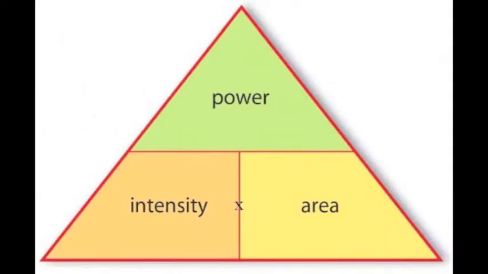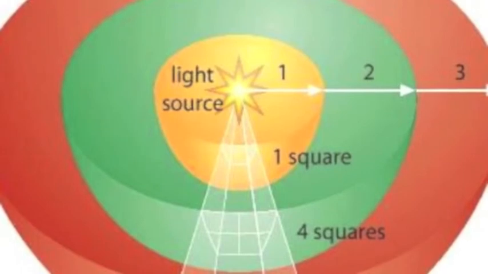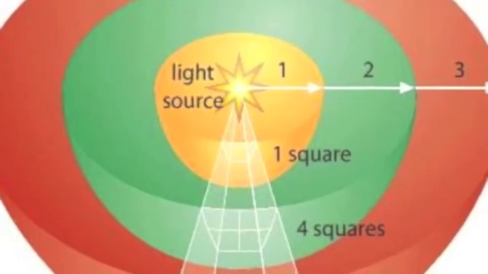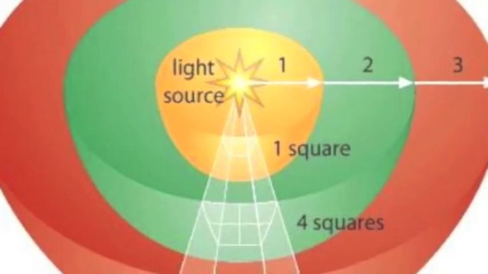The strength of a radiation is called its intensity. This is the power of incident radiation per square meter and is measured in watts per meter squared or milliwatts per meter squared. Intensity equals power divided by the area. Energy spreads out, getting less intense as it moves away from a source, as shown in the diagram.